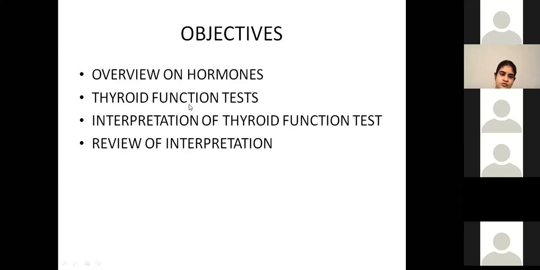So today, as I said before, we're going to do an overview on thyroid hormones. Then we're going to talk about the thyroid function test and the interpretation of those thyroid function tests. With interpretation, we're just going to talk about what diseases and conditions are associated and what results we can get if we perform the thyroid function test. And then there's a review of interpretation, where we're just going to be repeating whatever we've talked about previously.